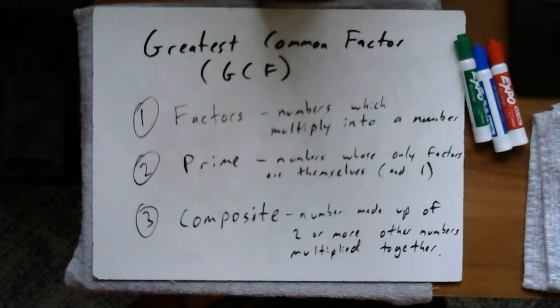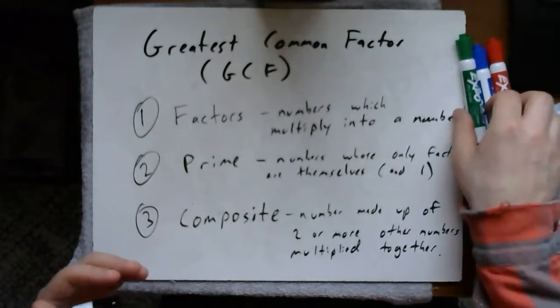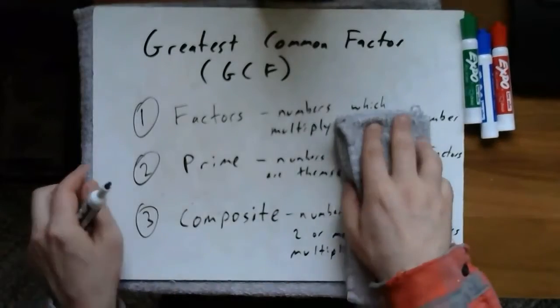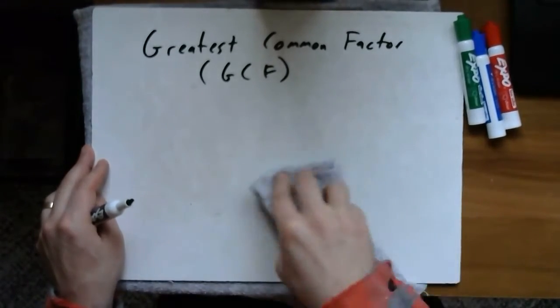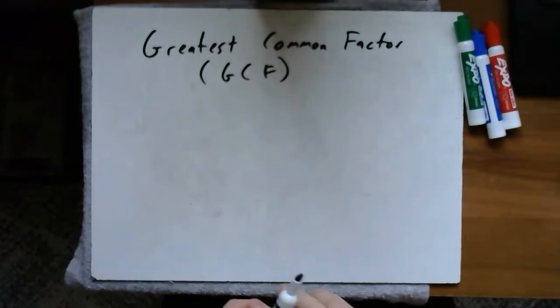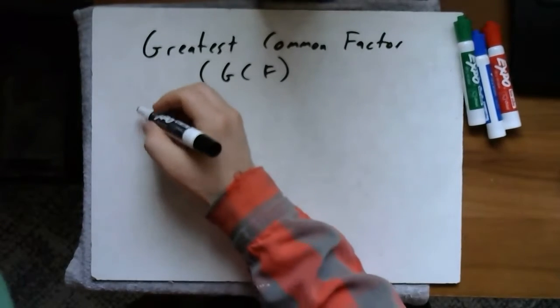Okay, so these are the three concepts that will be beneficial to understand before finding the greatest common factor. When we're looking for the greatest common factor, first off, we need to find the prime factorization of the numbers in our pair. So let me give you an example of finding the greatest common factor. We're going to start off with just two numbers.